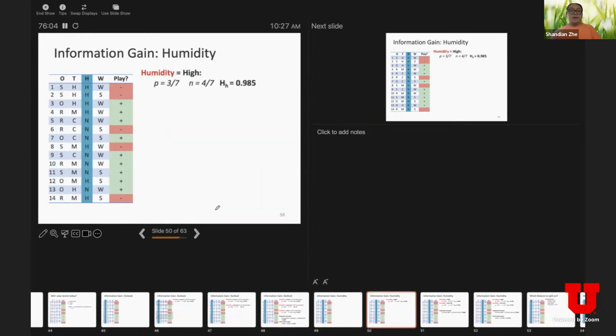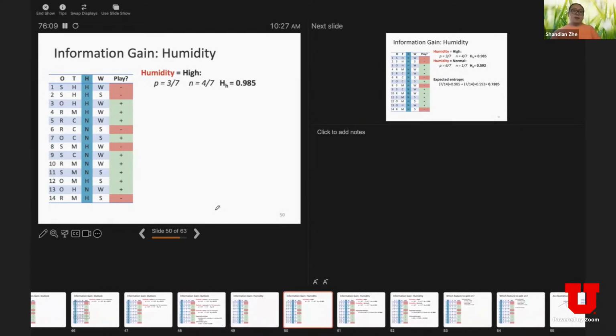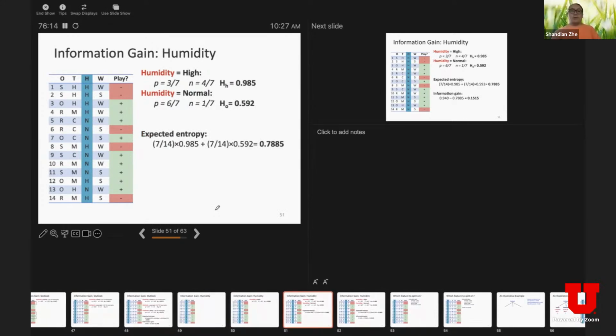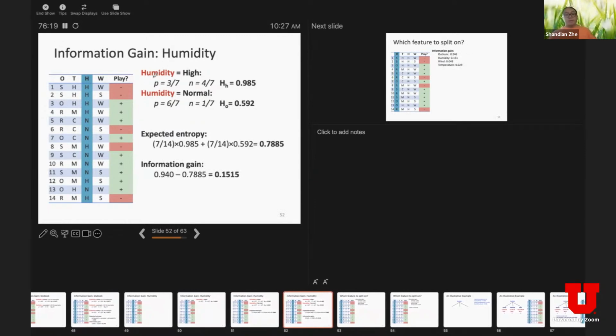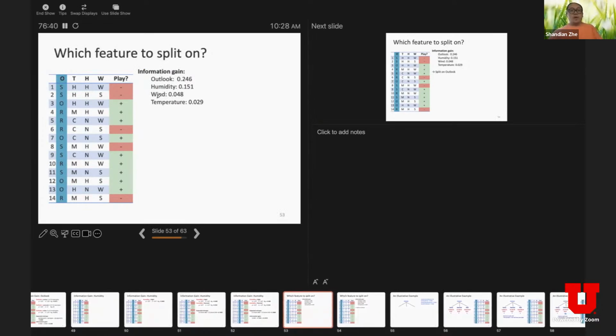You just follow exactly the same procedure to compute the information gain for humidity, which I'm not going to show in detail, but I highly recommend you calculate it. If we use humidity to split the data set, it gives you 2 subsets: one is high humidity, one is normal humidity. This is their entropy, their expected entropy, and the information gain is 0.1515. Following the computation, we got the information gain for outlook, humidity, wind, and temperature.